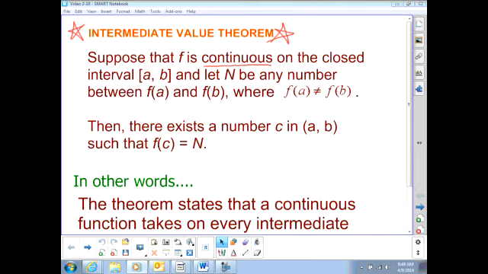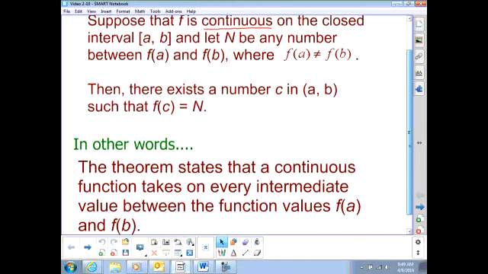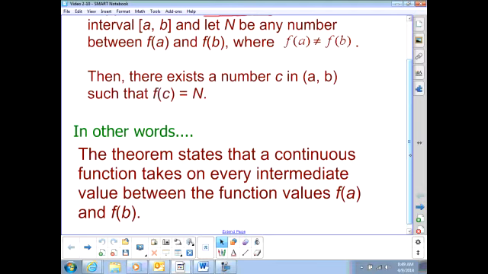So in other words, what this is saying is the function has to hit every single y value that is in between f of a and f of b. In other words, the intermediate values between them. That's where the name of the theorem comes from. And it guarantees that some x value in between a and b will take on those y values.